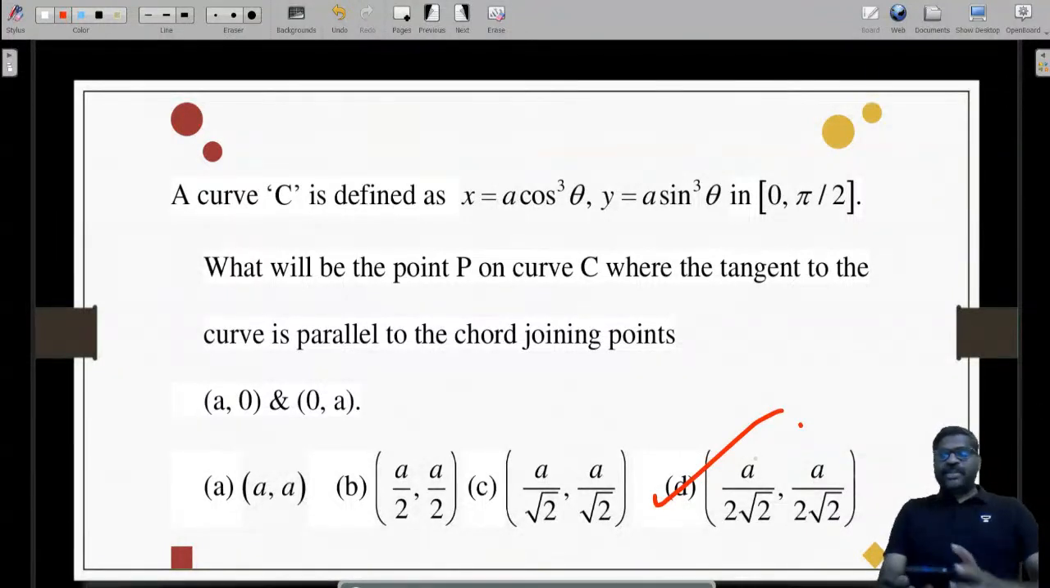Understood? At the point a by 2 root 2 comma a by 2 root 2, the tangent is parallel to the chord joining the 2 points. Understood? Next problem.